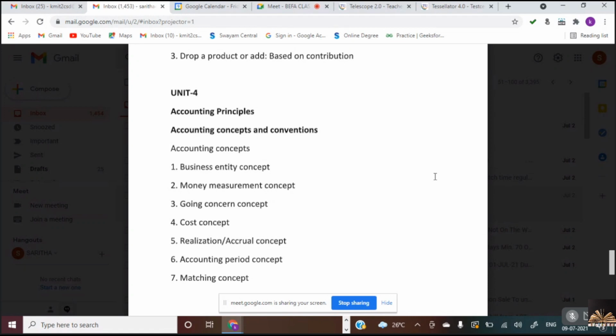So matching concept states that the expenses of a given period must be related to the revenue of that particular period only. Is that clear? The matching concept states that the expenses of a given period must be related to the revenue of that given period only. What do you mean by revenue?